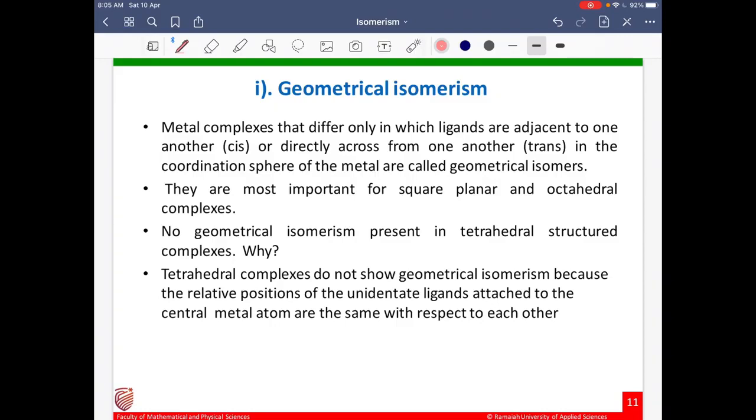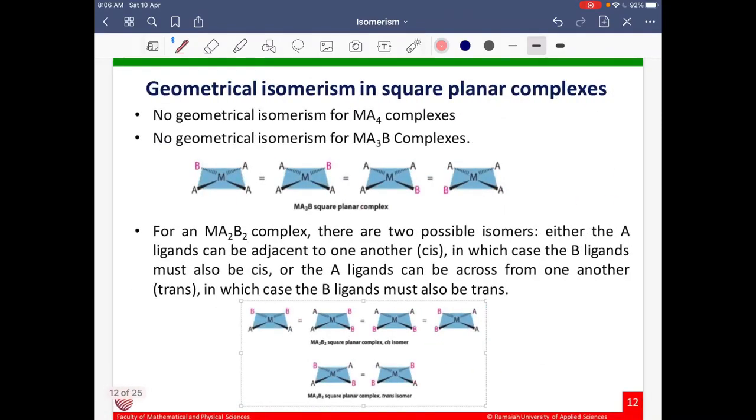They are most important for both square planar and octahedral complexes. Normally no geometrical isomerism is present in tetrahedral structured complexes. The reason: tetrahedral complexes do not show geometrical isomerism because the relative positions of the unidentate ligands attached to the central metal atom are the same with respect to each other. So there won't be any difference in their structure if they change their relative position. But square planar complexes show geometrical isomerism.